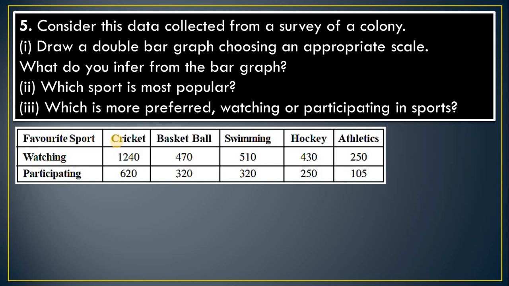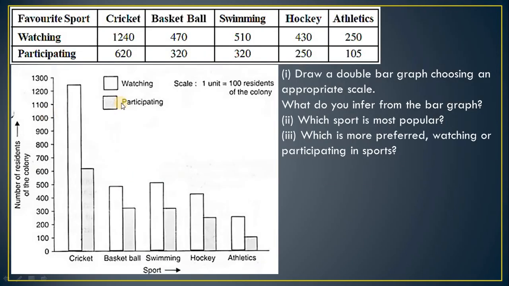Next one is fifth question. Consider the data collected from survey of colony. Draw a double bar graph. So here you have to draw a double bar graph. In x-axis you can give this name, and in y-axis you have to specify this value, and one bar is for watching and second bar is for participating, like that. You give the shaded area for the second one for getting difference. You can give 100 or 200, it's up to you. So 1 unit equals 100 residents of the colony.